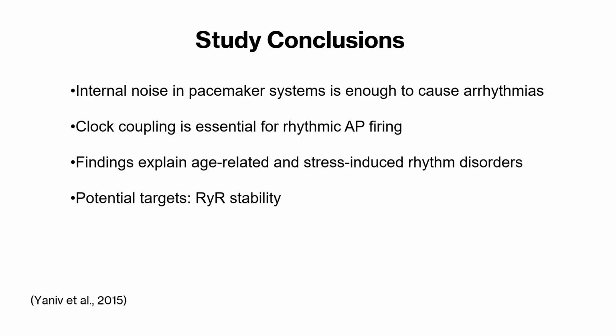So in the end, this research shows that irregular action potential firing can result from disruptions in either the calcium or membrane clocks of pacemaker cells. The results highlight how crucial stable clock coupling is to heart rhythm. This has significant clinical ramifications for arrhythmias caused by things such as stress or aging, in which internal noise increases. Therefore, by focusing on processes that maintain calcium cycling or ion channel function, dysrhythmias may be prevented or treated at their root cause.